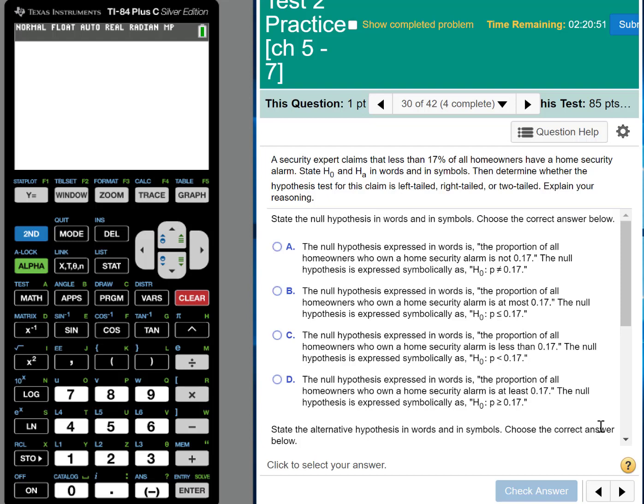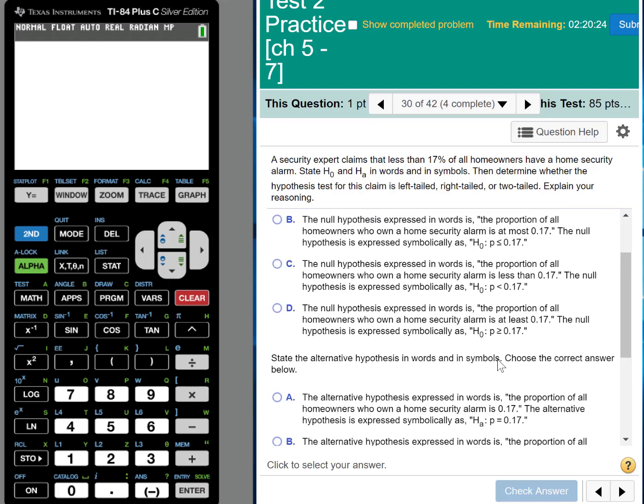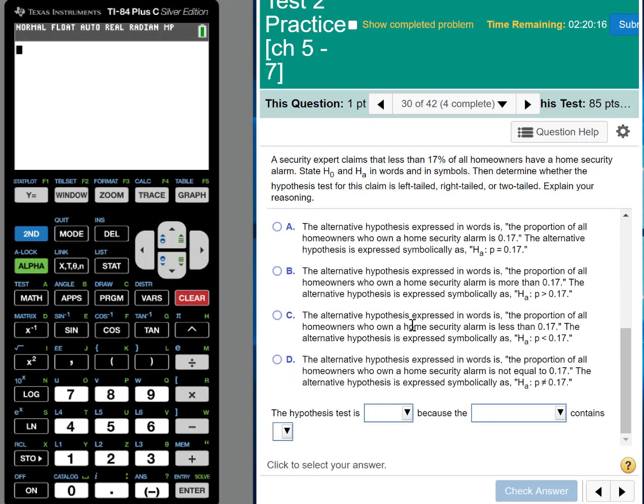Okay, a security expert claims that less than 17% of all homeowners have a home security alarm. State H0 and HA. Less than 17% should be in the alternative hypothesis, so the null hypothesis will be greater than or equal to. So if the alternative is less than 17%, the null will be greater than or equal to 17%. And that's going to be this one. And the alternative hypothesis is going to be less. It's going to be this one.